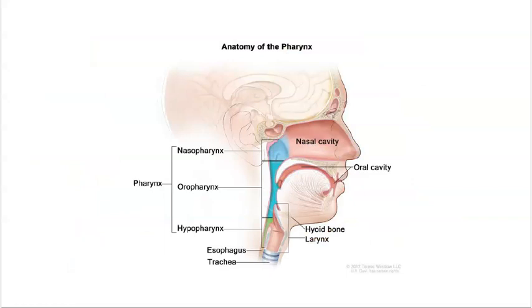This is the anatomy of the pharynx. Pay particular attention to the different branches or types of pharynx. That's another place where Parca likes to ask questions.